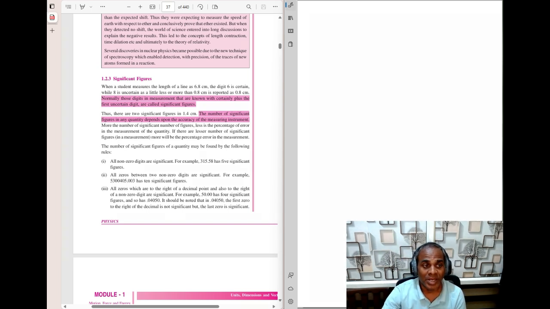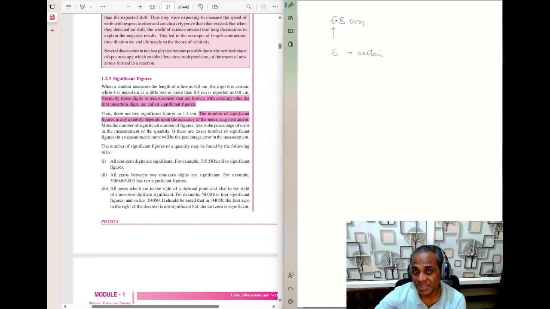For example, as you can see on the screen, a student measures the length of a line as, say, 6.8 centimeters. Now here we need to understand that the digit 6 is a certain digit. It is not 7.8 or 5.8. So this is certain. Now about the 0.8, we can understand this as the measurement may be slightly less than 0.8 or maybe greater than 0.8.